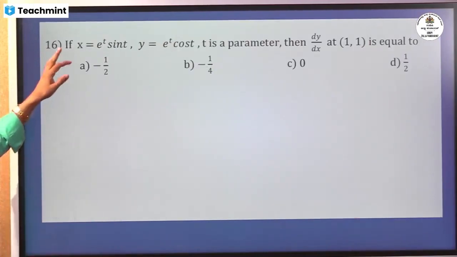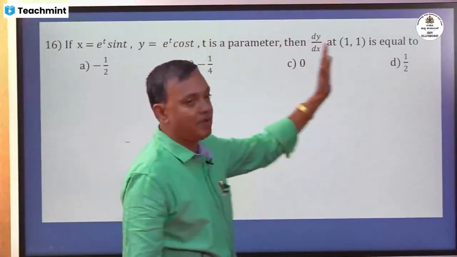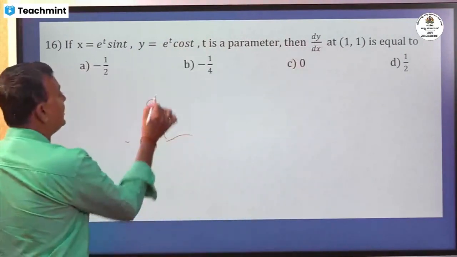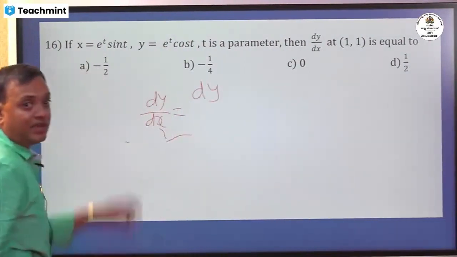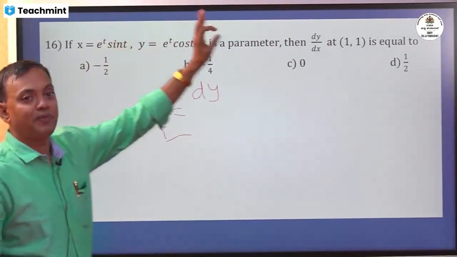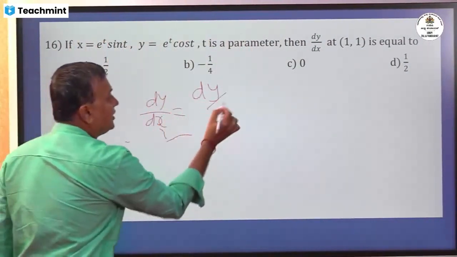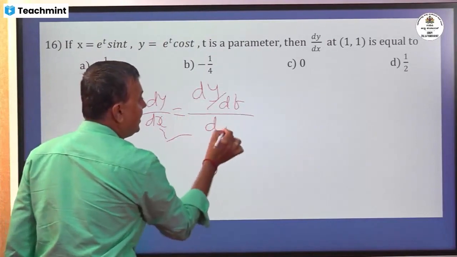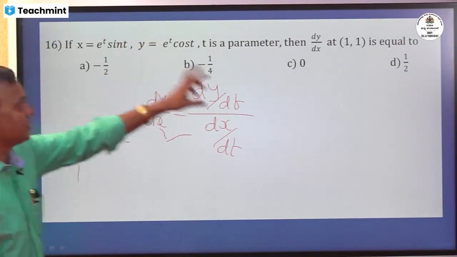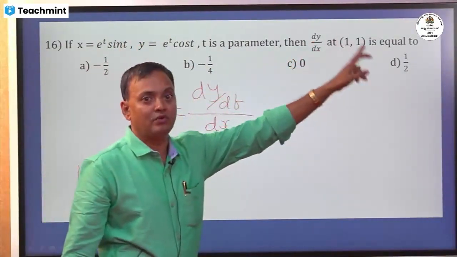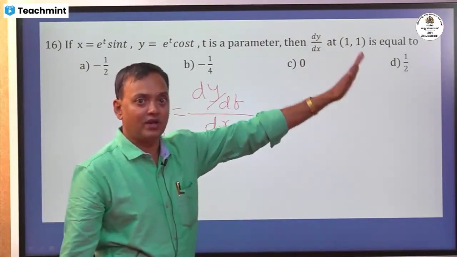If x equal to e power t sin t, y equal to e power t cos t, t is parameter, then dy by dx. We know what is dy by dx. Dy by dx in a parametric function, first we have to differentiate x and y with respect to parameter, either t or theta. Here t. Then dy by dx is dy by dt by dx by dt. Before going for differentiation, here dy by dx at 1 comma 1. At 1 comma 1 means x is 1, y is 1.